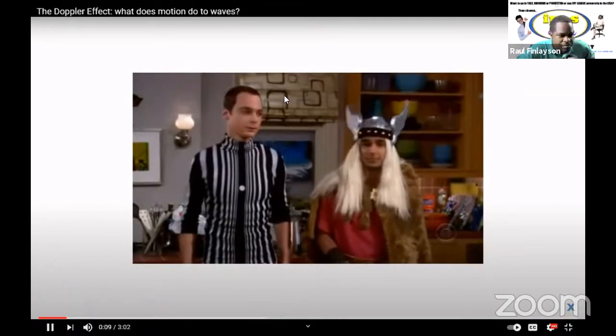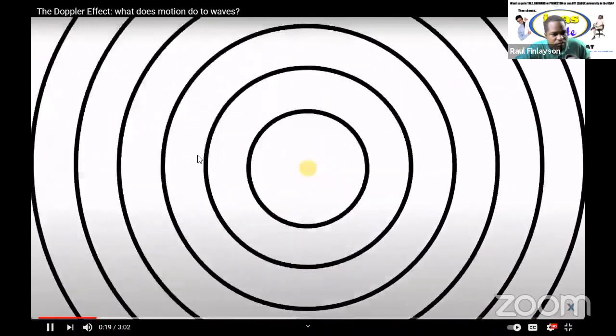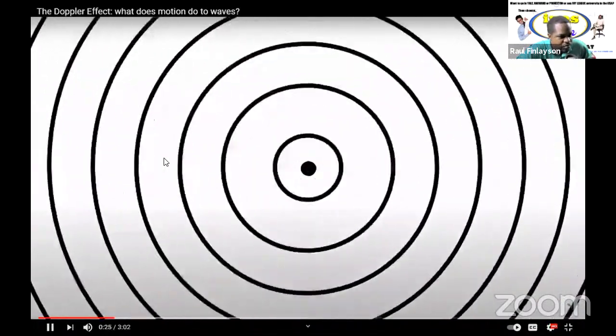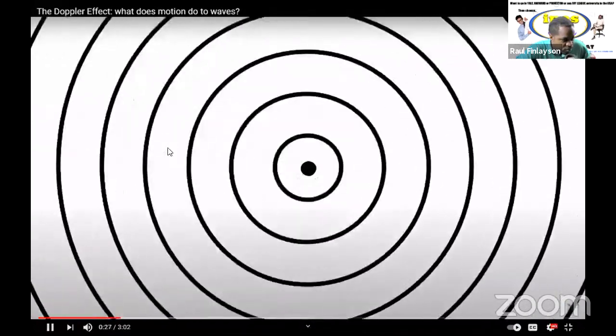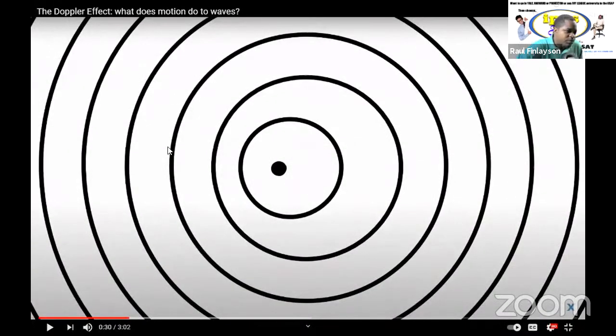And the Doppler effect is perhaps best explained visually. So here's a thing that is emitting waves. It could be a fire truck emitting sound, it could be a star emitting light, it could be a duck creating ripples on a pond. Those are all waves, and they all look something like this. We see the Doppler effect happening when the thing that is emitting waves moves.